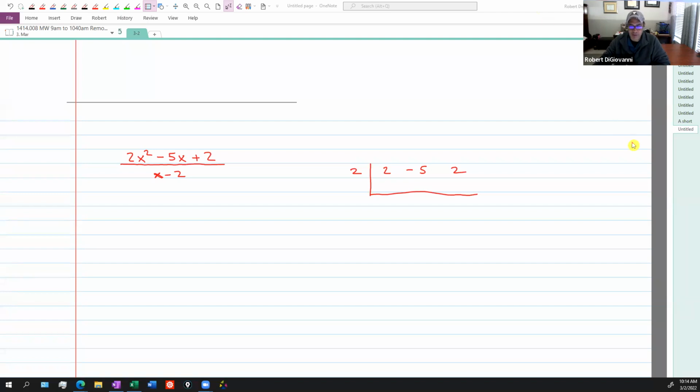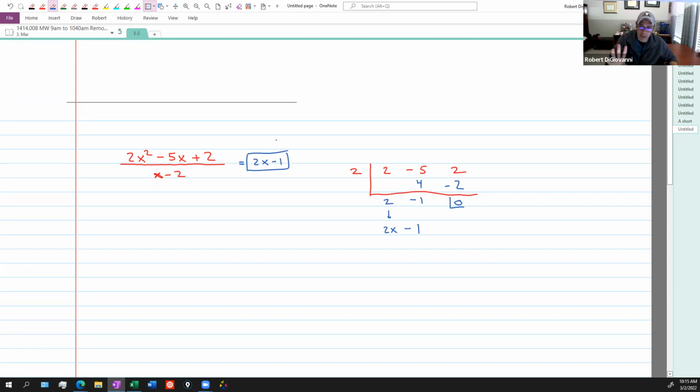Isn't this better than long division? Okay, 2 times 2 is 4, add down -1, -2, check it out, 0, 0, that's good. So this means that I have 2x minus 1 as my answer. That would be the answer to the question, right? That would be the answer to the question, 2x minus 1.